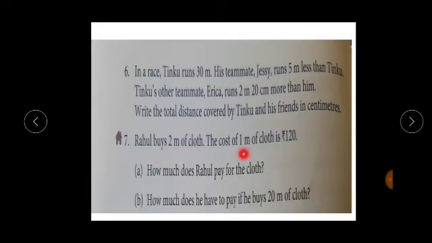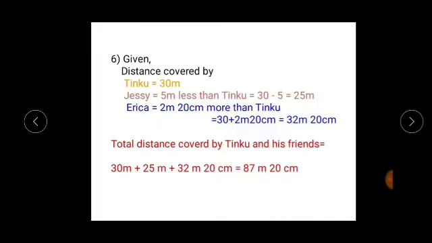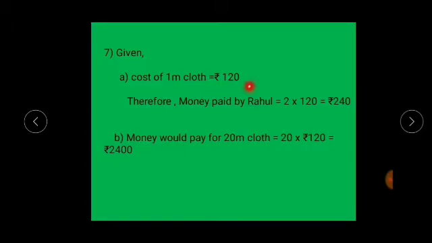And seventh question. Rahul buys 2 meter of cloth. The cost of 1 meter cloth is 120 rupees. How much does Rahul pay for the cloth? And B question, how much does he have to pay if he buys 20 meter cloth? Okay. So, cost of the cloth is given. It's 120 rupees. So, money paid by Rahul for 2 meter cloth. He bought 2 meter cloth.